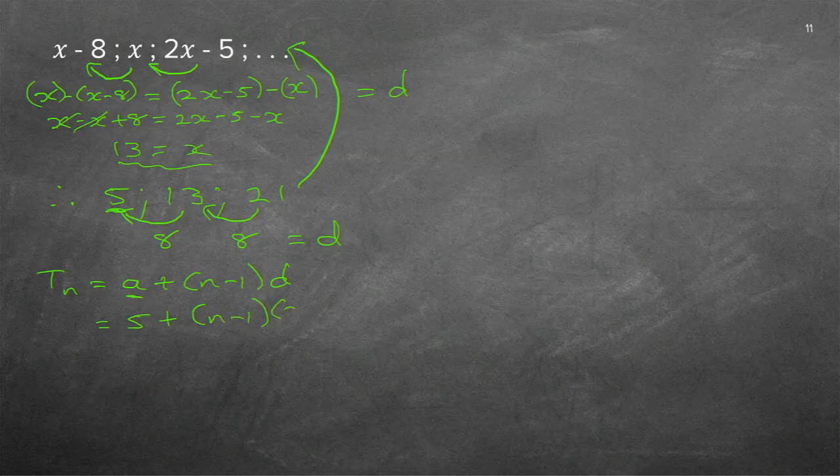The d was 8. So you can either leave it like that, or you can multiply it out, 8n minus 8, because then it's just a shorter formula to work with. 5 minus 8 is minus 3.